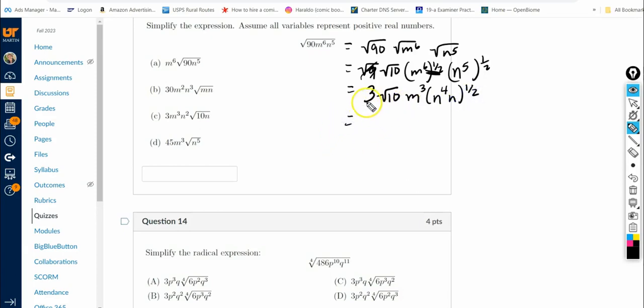Now I'm going to bring the 3 and the m cubed out front. So I'm just changing the order there. And so that's m cubed. That's not the cubed root of 10. It's m cubed. All right. And then here, that'll be n to the 4th to the 1/2 power, and n to the 1/2 power.